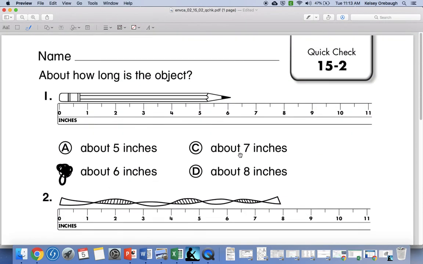All right, guys, I hope that makes sense. Hopefully you have a ruler that you can practice at home, measuring the length of different items and the height of different items.